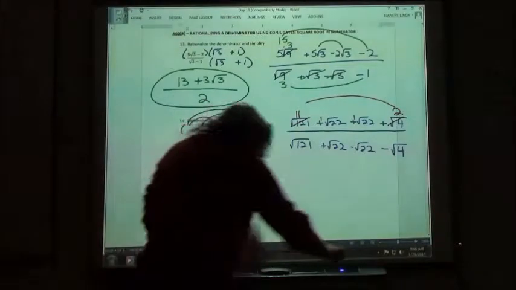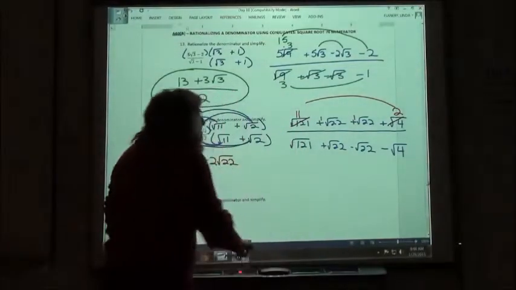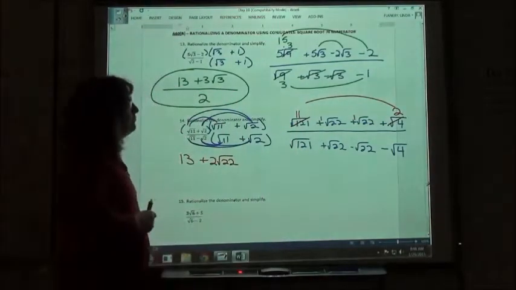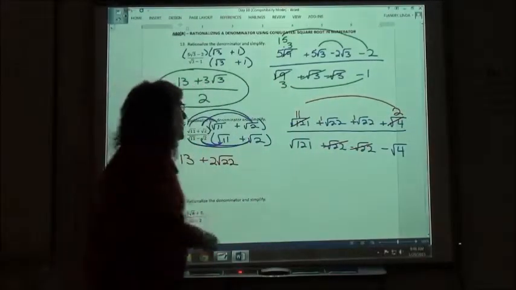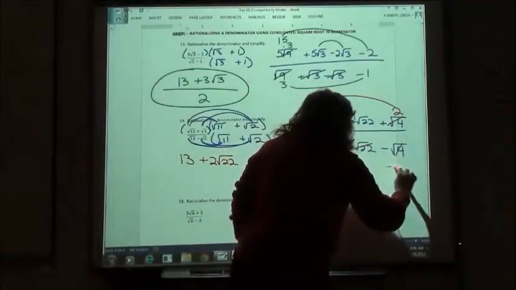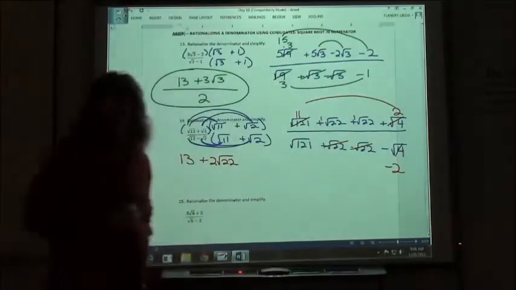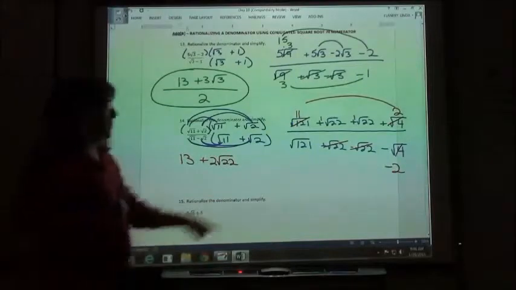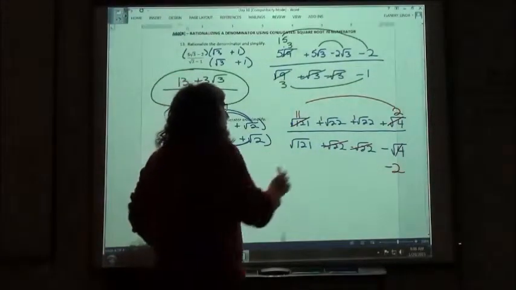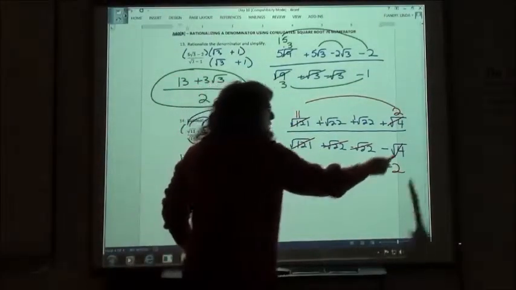So simplifying that, what can we do to simplify that? You can cancel out the 22s. You can do the square root of 4, which is just 2. So we have a minus 2 on the end. Got a minus 2 at the end? Yep, because we did this, 4.